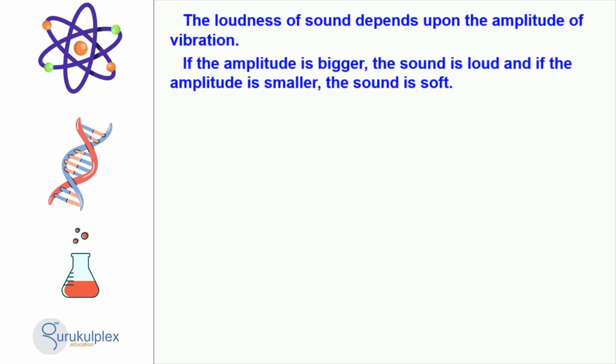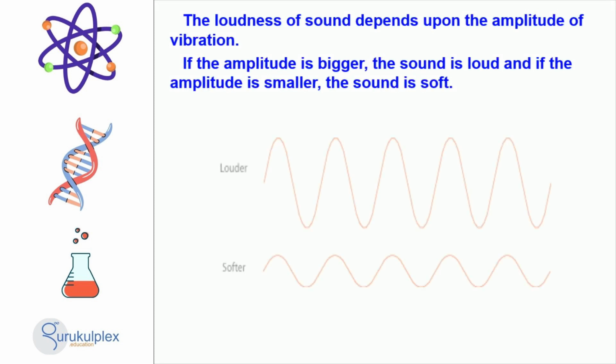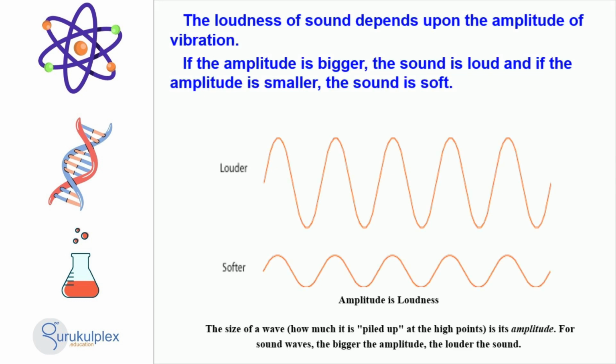Sound is produced when vibrations cause changes in air pressure. The size of the resulting wave, or the amplitude of the vibration, determines the loudness of the sound. As the amplitude gets bigger, the sound gets louder. This relationship can be seen in the table beside the slide, which shows a correlation between the amplitude of the wave and the loudness of the sound it produces.